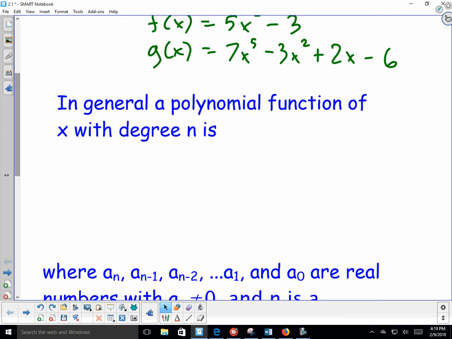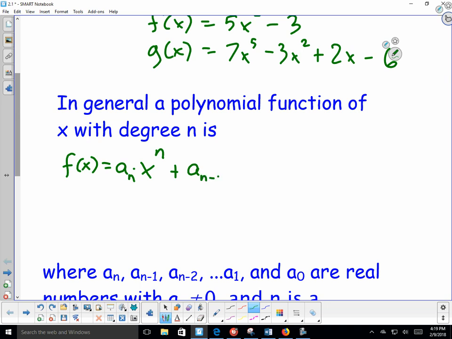So in general, we can write a polynomial function of x with degree n as this: f of x equaling a sub n x to the n plus a sub n minus 1 times x to the n minus 1 plus a sub n minus 2 times x to the n minus 2. And we would keep this pattern going all the way down to a sub 1 x to the first and a sub 0 times x to the 0, but x to the 0 is just 1. So a sub 0 would be our constant term.